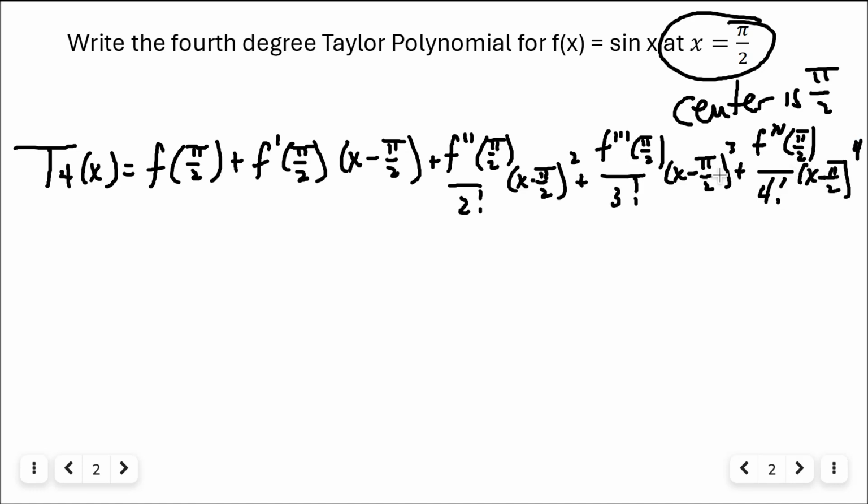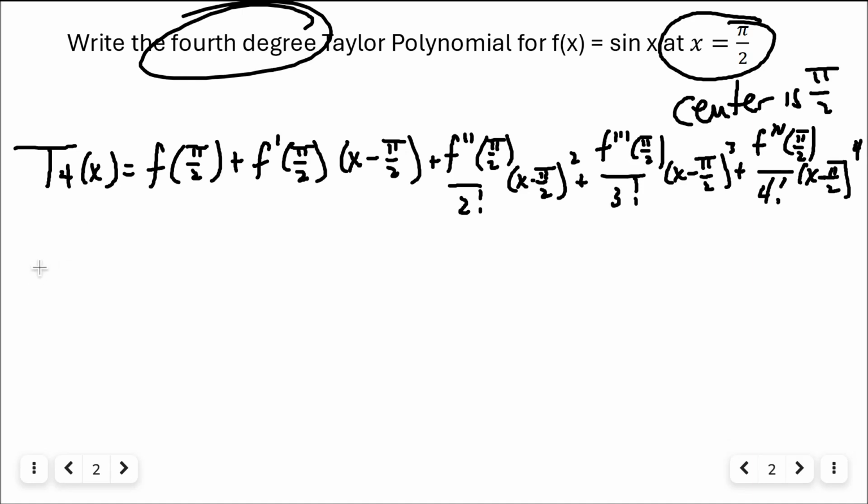Okay? So this is the formula that we got in the last video. We can do it for any degree. In this case, it was degree 4. All right, so now we wrote out the Taylor polynomial. Now to do this problem, really all you have to do is find f of pi over 2, f prime of pi over 2, f double prime of pi over 2, f triple prime of pi over 2, and the fourth derivative of f at pi over 2, and substitute them all in, and that will give you the final answer.